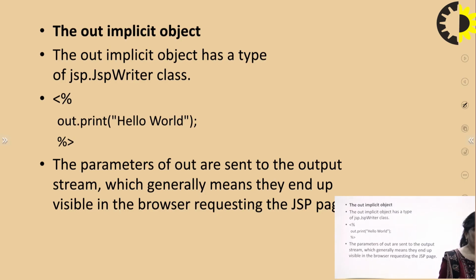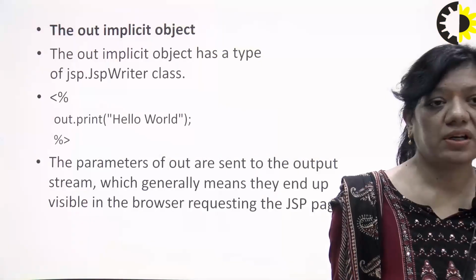The out implicit object has a type of JspWriter class. So this topic we will cover in our next session.